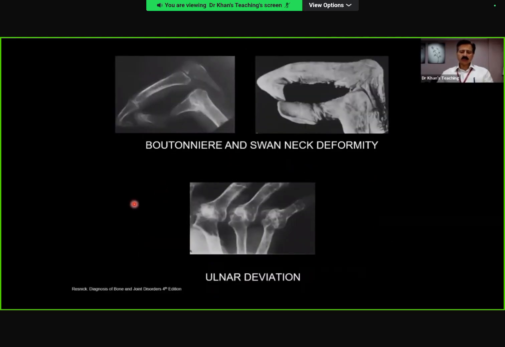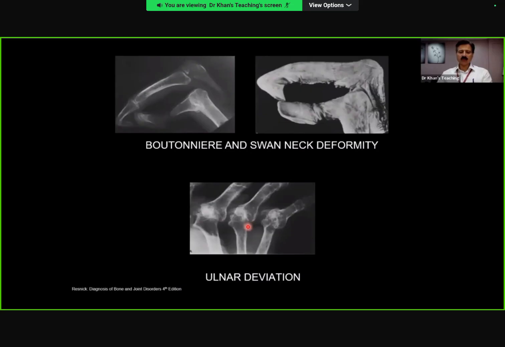Okay, so let's develop our concepts on the type of deformities which you can see in advanced cases of rheumatoid arthritis. And these words are important for your exam. So this is a cadaveric X-ray. You can see that this is known as the swan neck deformity. So the proximal joint is in extension and the distal is in flexion. This is Boutonniere's deformity, where there is flexion of the proximal and extension of the distal. And this is what we call ulnar deviation.